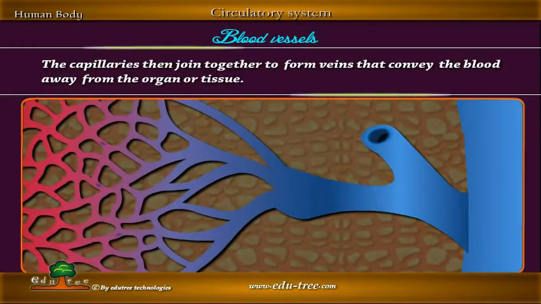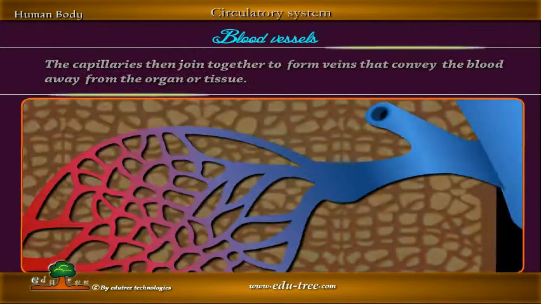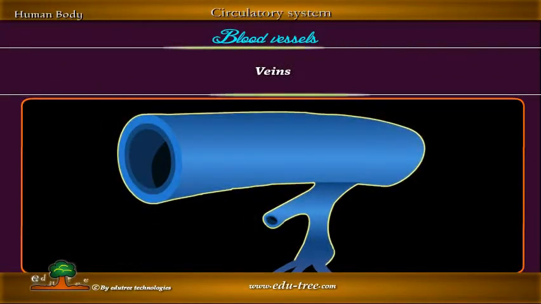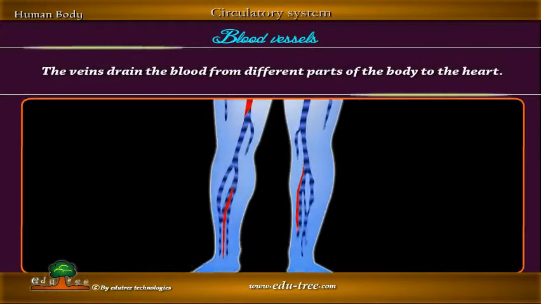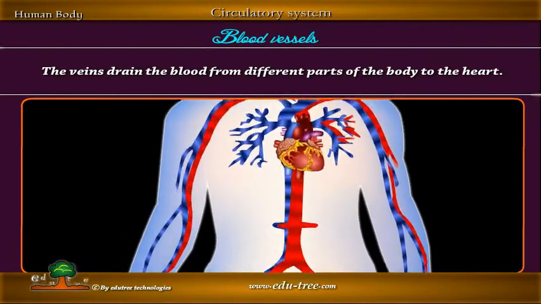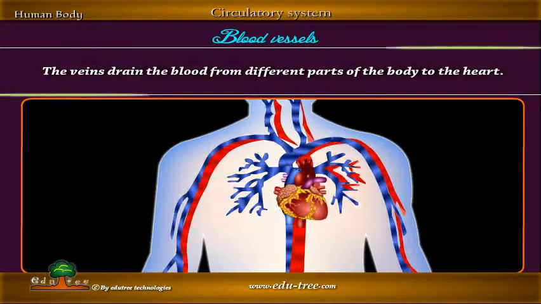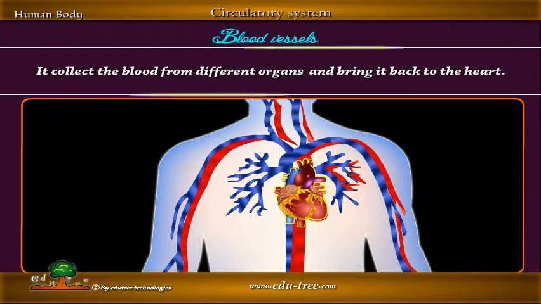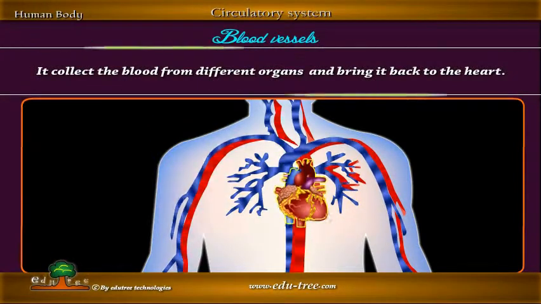The capillaries then join together to form veins that convey the blood away from the organ or tissue. Veins. The veins drain the blood from different parts of the body to the heart. They collect the blood from different organs and bring it back to the heart.